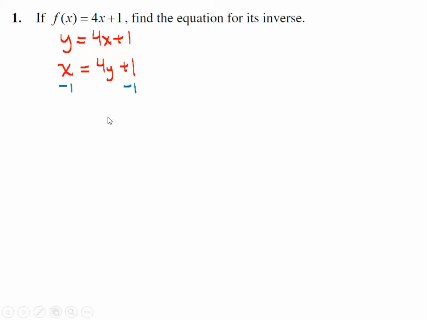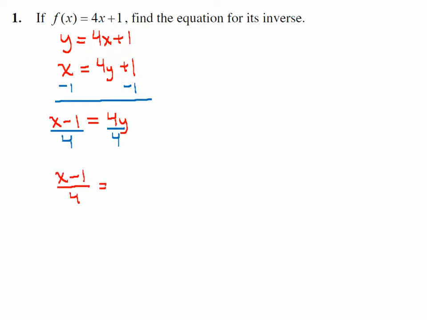All right, subtracting 1 looks like this, because I'm trying to solve for y again here. There's 4y, divide by 4, is that right? And on this side, I've got to divide the whole thing by 4. So x minus 1, divided by 4, is equal to y. Switch it around, because I like my y variable on the left. And voila. There is the equation for its inverse.